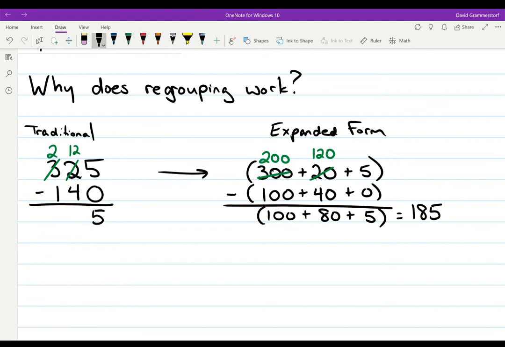That's the math behind it. Let's finish the problem out. 12 minus 4 is 8. 8 in the tens place. In the hundreds column, 2 minus 1 is 1. And as you can see, we got the same answer with both strategies. Let's do another one.